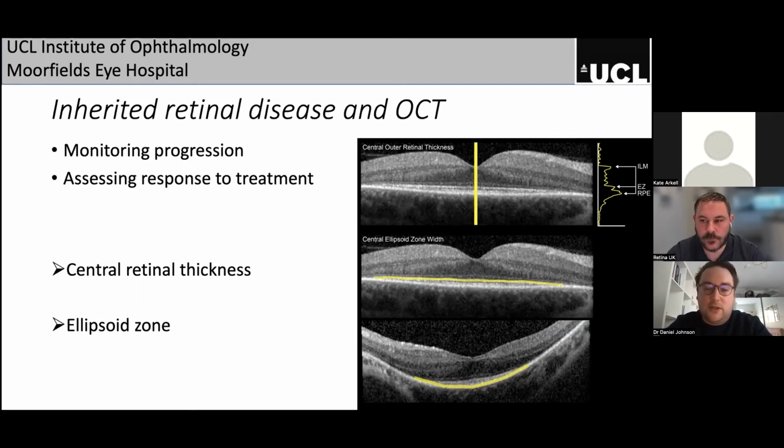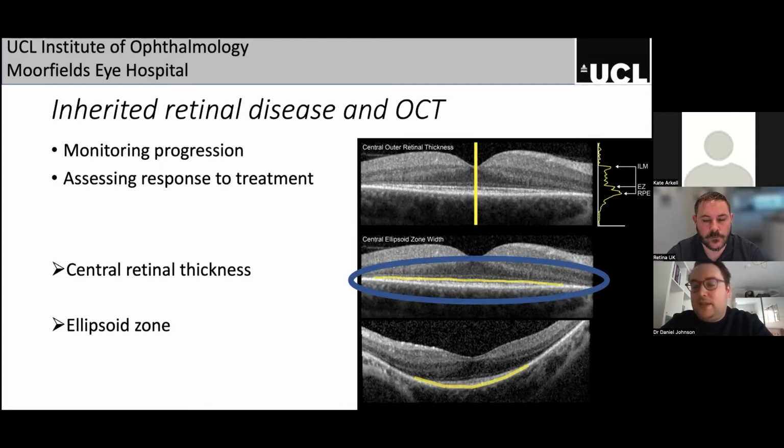And two of the things we look at are central retinal thickness, so the one on the top there, usually that's under 200 microns, so 1/5 of a millimeter, and then also the ellipsoid zone, so this one here in the middle, and also at the bottom. The person at the bottom has just got a slightly longer eye, which is why it's a bit more bowl shaped as opposed to being flat.